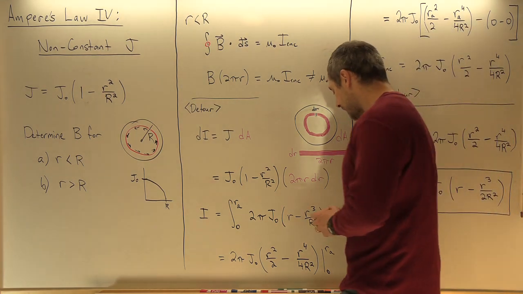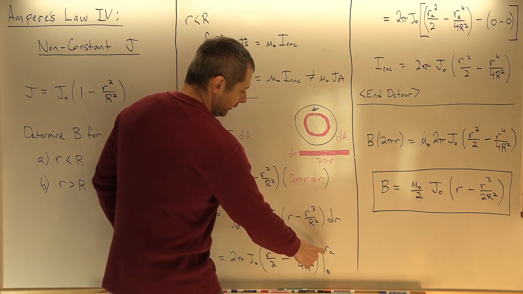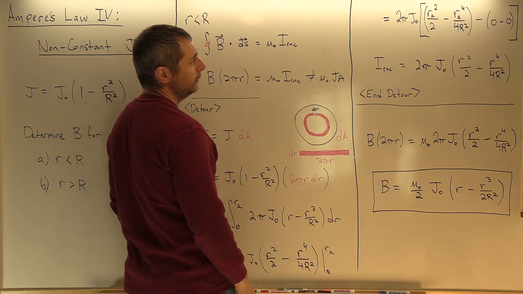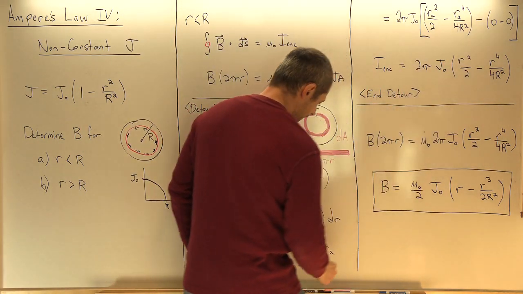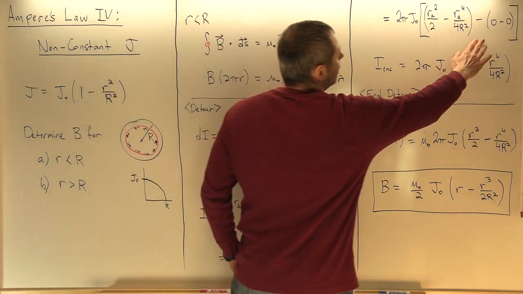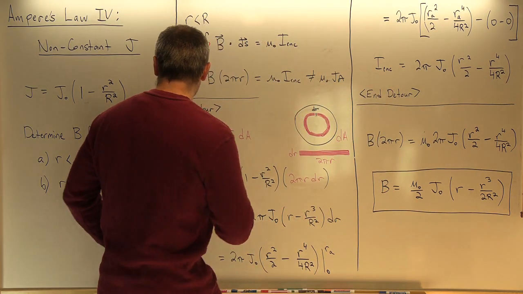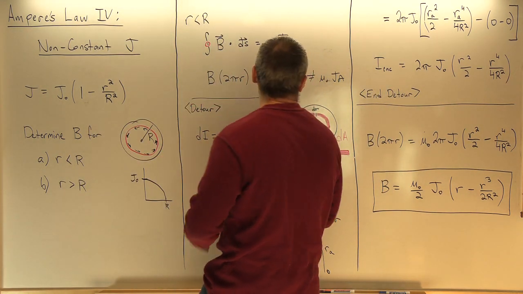Let's move on. Let's plug in the limits now. So I plug in first the top limit, the radius of our Amperian loop, into our function, and then the other limit, 0, into our function here. And so those are those terms there. And so there is the current inside of our Amperian loop right there.